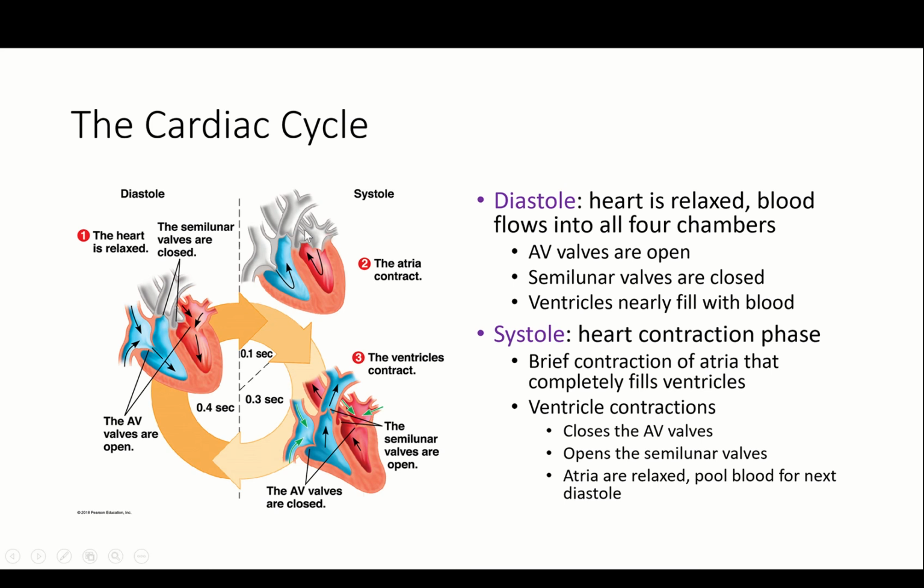So during this time, the atria contract to make sure that all of that blood is going to completely fill these ventricles. Then the AV valves are going to close, preventing any backflow back into those atria, and the ventricles are then going to contract. The semilunar valves will open during that process, and the blood will be pushed into the arteries leading from the heart. During this contraction of the ventricles, the atria relax so that they can pool blood for the next contraction or diastole.